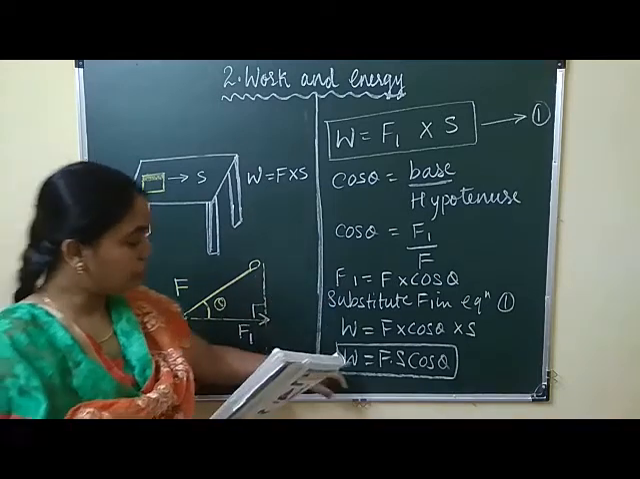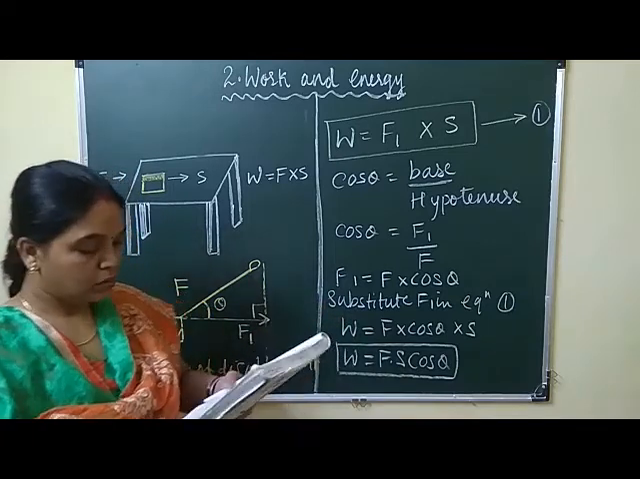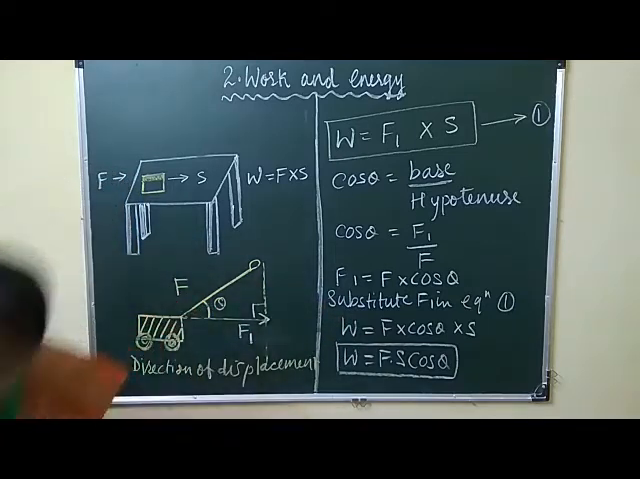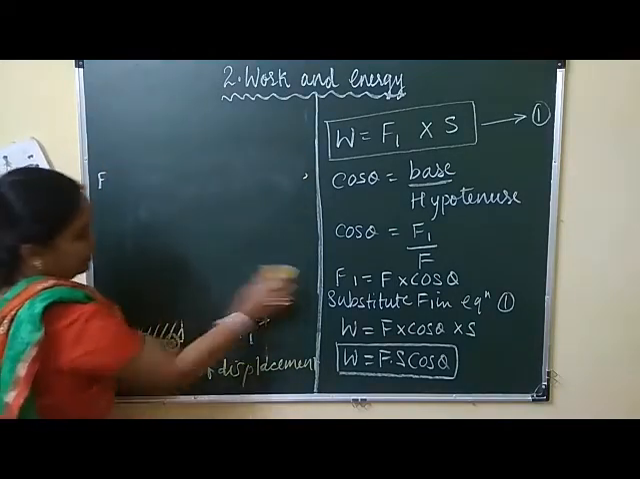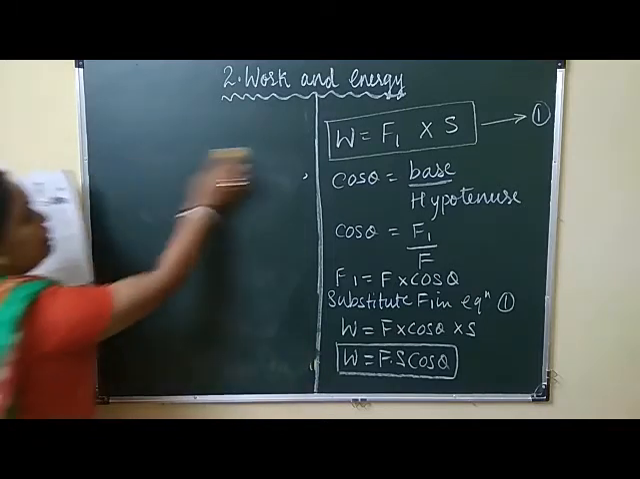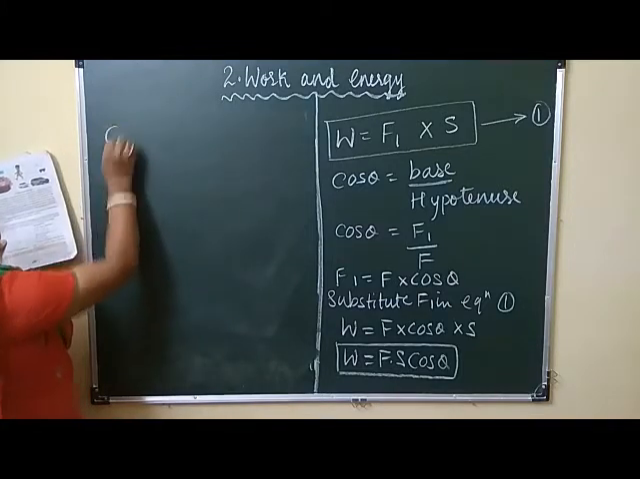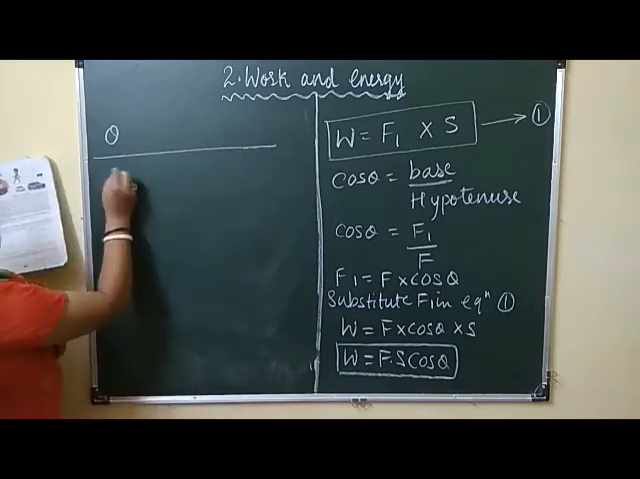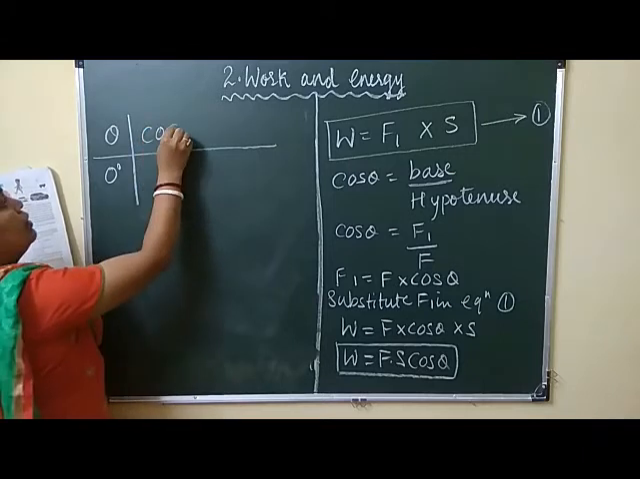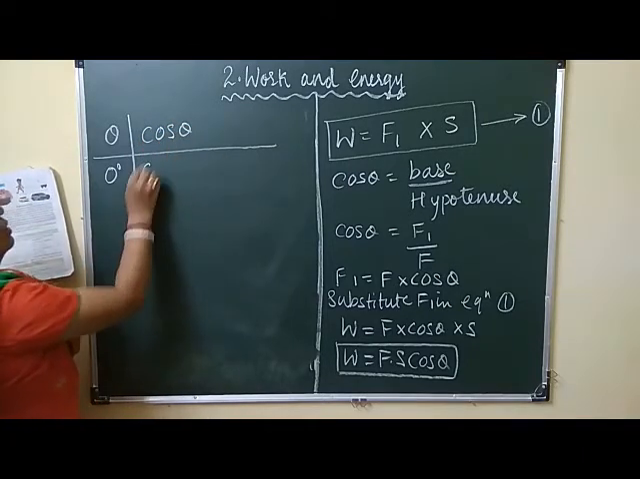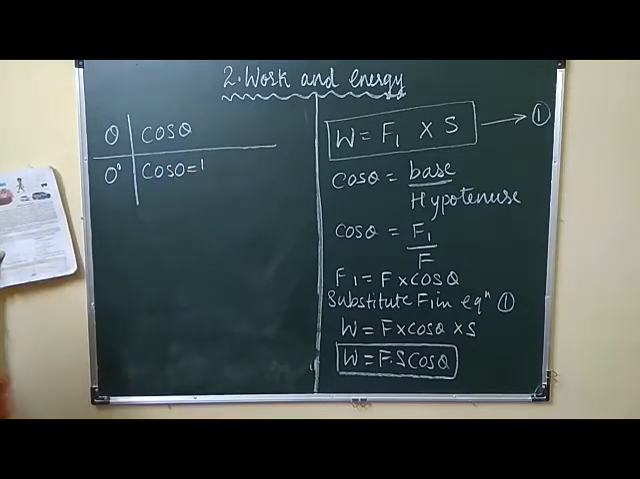You have to use this formula for different values of theta. So, how will you use it? Three angles are shown: 0 degree, 90 degree and 180 degree. So, when we have theta 0 degrees, that time cos theta, that is cos 0, is equal to 1.